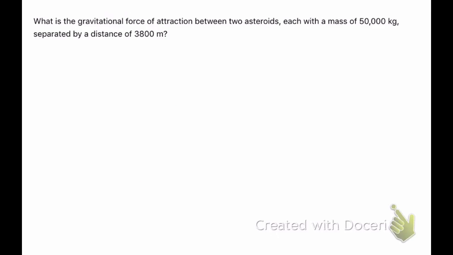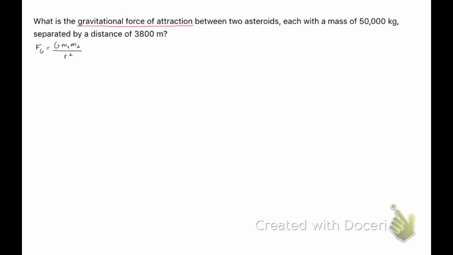All right. So for the first question, we see: what is the gravitational force of attraction between two asteroids, each with a mass of 50,000 kilograms, separated by a distance of 3,800 meters? Well, the first thing we want to do is underline gravitational force of attraction in red. As soon as you see that, you know you're going to use the equation Fg equals G times m1 m2 over r squared.